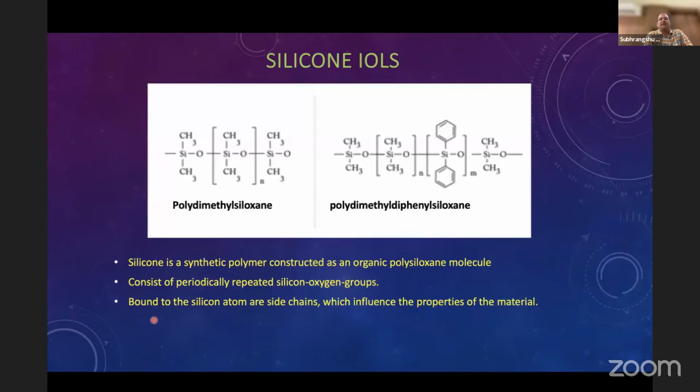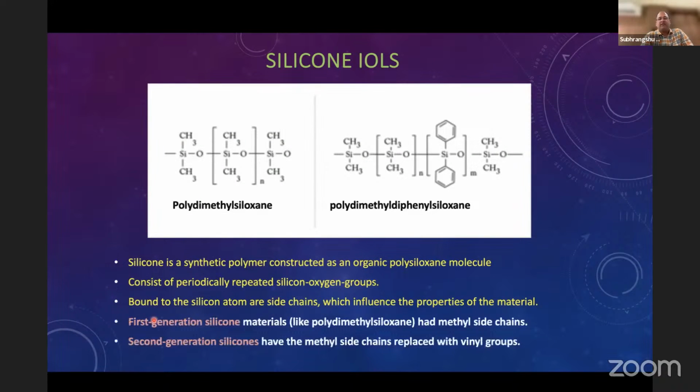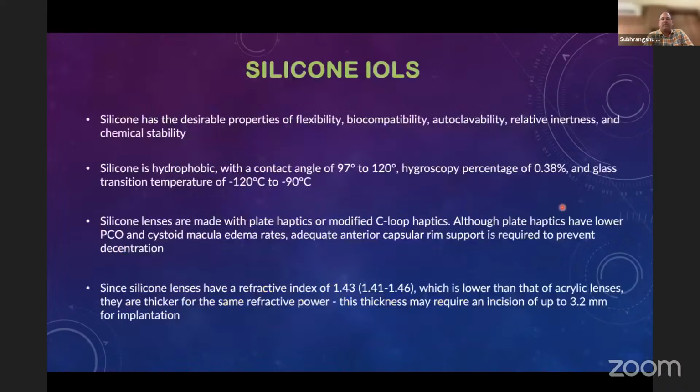Coming to the silicone IOLs. Silicone is a synthetic polymer constructed as an organic polysiloxane molecule. The first generation silicone materials had methyl side chains, whereas the second generation ones have methyl side chains replaced with vinyl groups. Silicone IOLs have the desirable properties of flexibility, biocompatibility, autoclavability, and relative inertness and chemical stability.